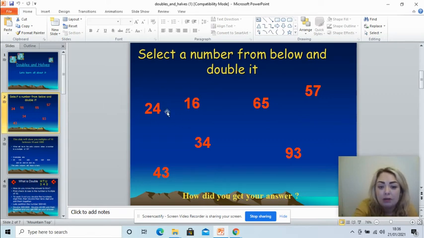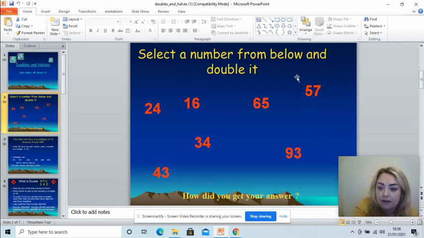Okay, so the number I would pick is 16. In our tens column, we have a 1, and in our units column, we have a 6. So I know that I'm going to have to partition these numbers and then add them together. So I'm going to have 1 on its own. It's not 1, it's actually a 10, because it's in the tens column. So double 10 is 20. Then double 6 is 12, and we'd add the 12 and the 20 together, which would give us the answer of 32.